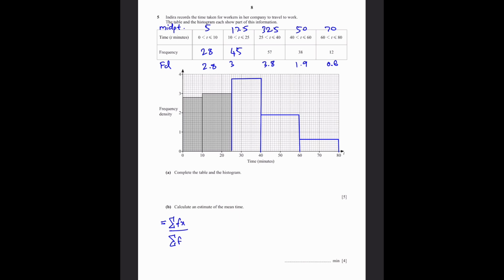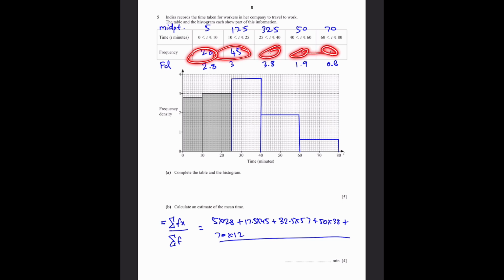So sigma fx by sigma f, in this case, is going to be 5 times 28 plus 17.5 times 45 plus 32.5 times 57 plus 50 times 38 plus 70 times 12. And divide all this by the total frequency, which is, when we add all of this up, 180. Now we can use a calculator.